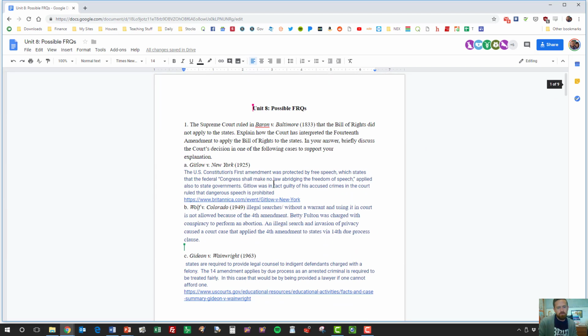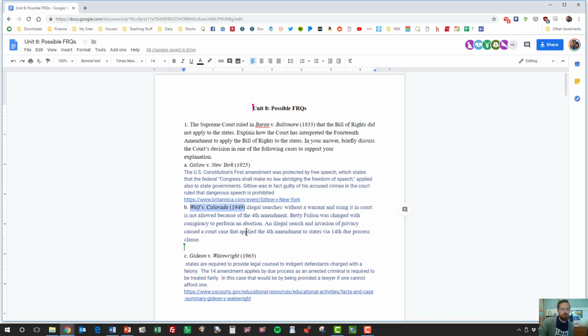Okay, I forgot to record FRQ number 1, but there it is. Actually, maybe I didn't forget. The real quick version is that it's asking you what part of the Bill of Rights used to only apply to the federal government, and now applies to the states. How that happened, talk about one of the cases below.